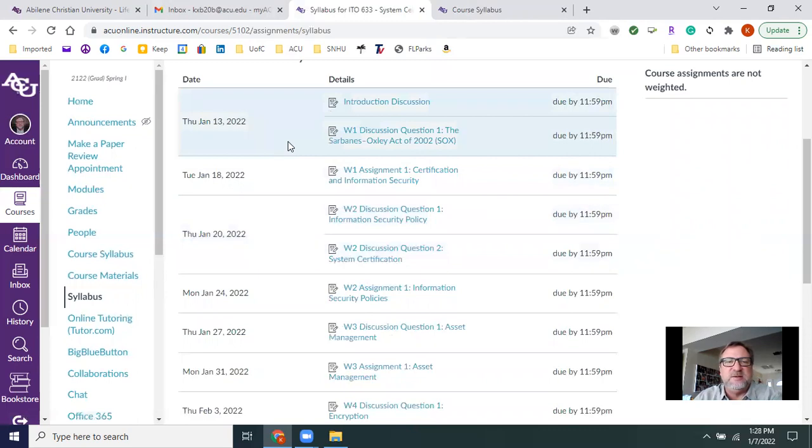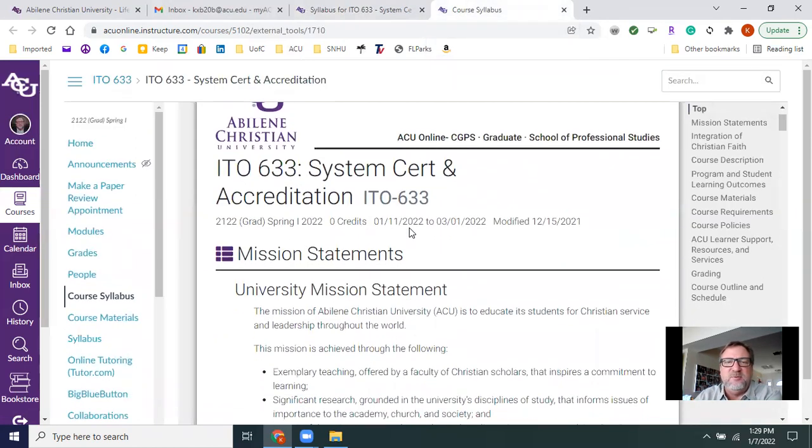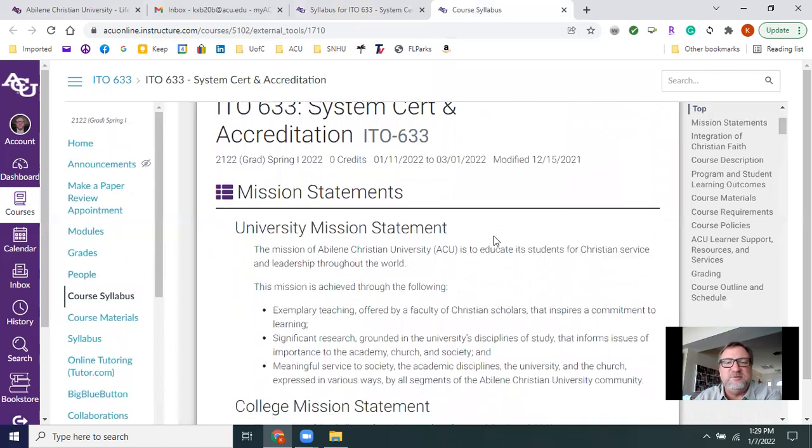Like this next Thursday, the 13th, the introduction discussion is due, and the discussion on Sarbanes-Oxley from 2002. I remember when Sarbanes-Oxley first came out and we were having to meet those standards. I was working in a telecommunications company, so we had to follow FCC regulations as well. Depending on your organization, that determines what regulations you'll follow. Looking at the syllabus, like I said, this is certification and accreditation. It's a graduate level course, and it'll run from January 11th through March 1st.